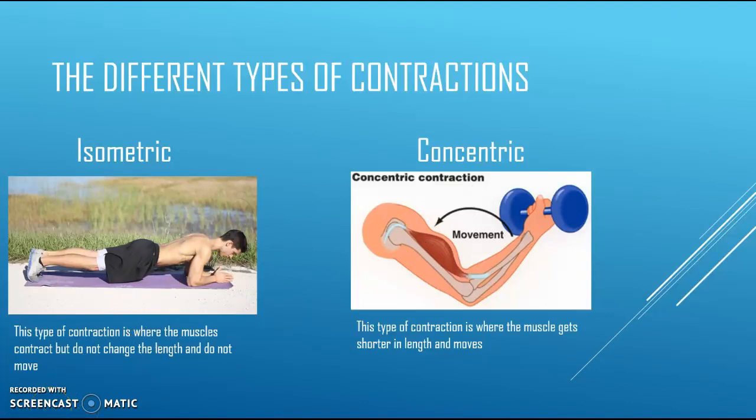A different way of contraction would be concentric. This type of contraction is where the muscle gets shorter in length and moves. As you can see by the image on the right, it shows a bicep curl happening. The biceps brachii is lifting the weight up, causing the muscle to get shorter and causing a movement. A sporting example in rugby would be when you were going into a tackle. You would have to bend down, causing the muscles to get shorter, and they contract concentrically.